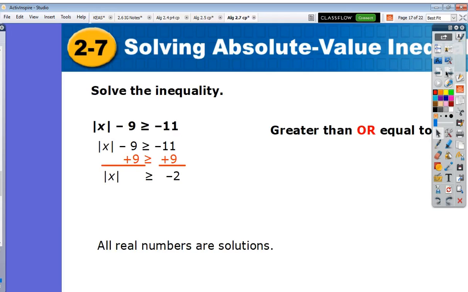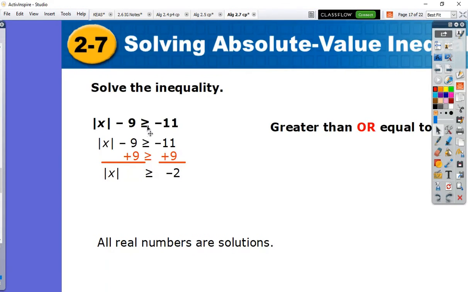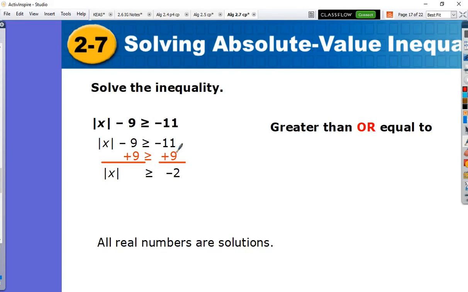We'll take a look at this one here because this one has the greater than symbol. If we go through and solve it, we would do plus 9, so we're left with the absolute value of x is greater than or equal to negative 2. The absolute value of x is always going to be greater than negative 2 because this is always going to be a positive value.